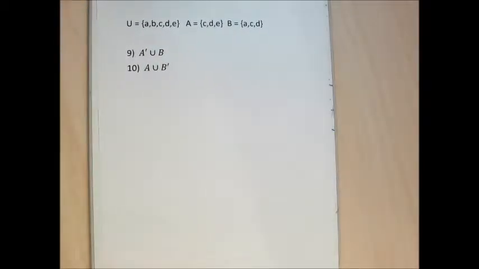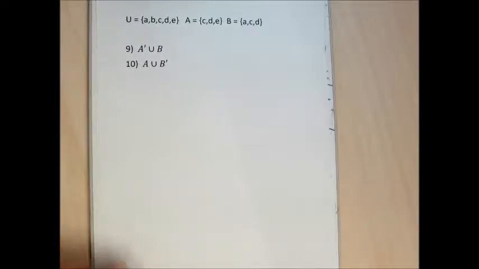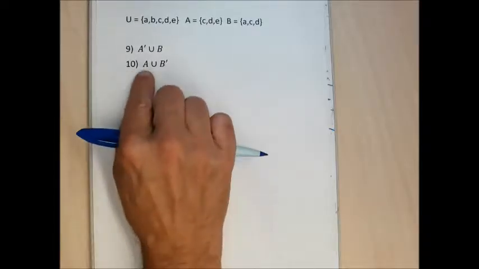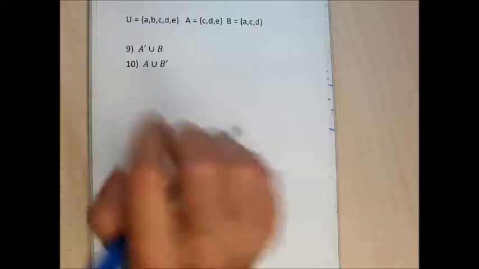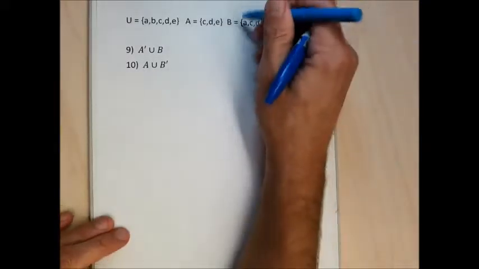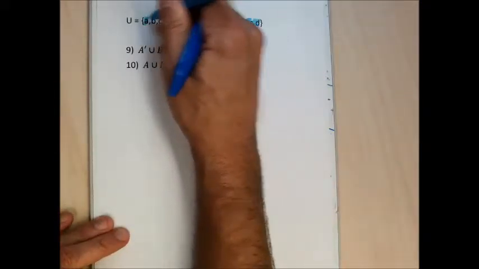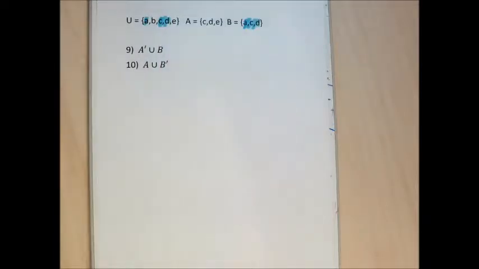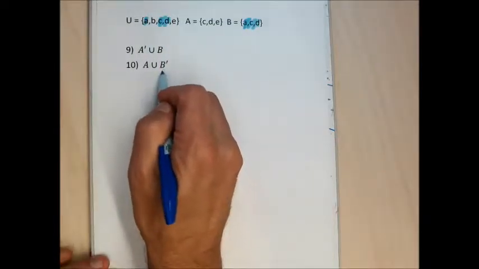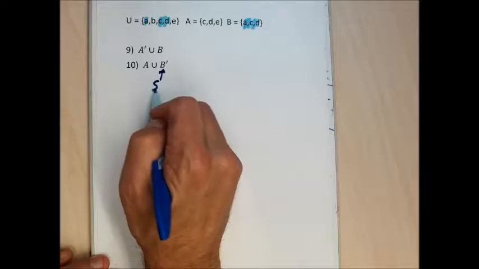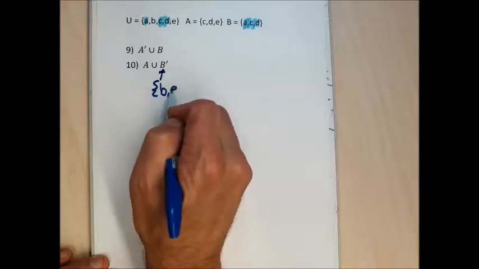So 9 and 10, and then my video is going to hiccup and we'll get to another group of problems with another universal set. So for number 10, I'm doing A union B complement. The first thing I need to know is what B complement is. I already know what that is, but I'll pretend I didn't remember. B complement, this set right here, is the set containing the letters B and E.